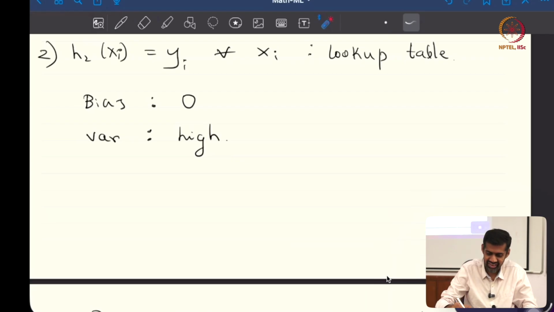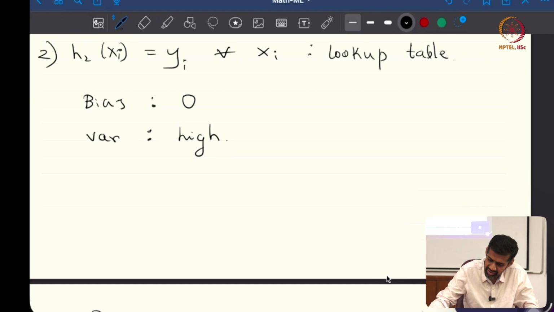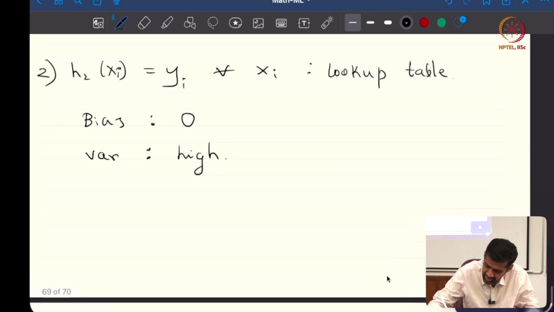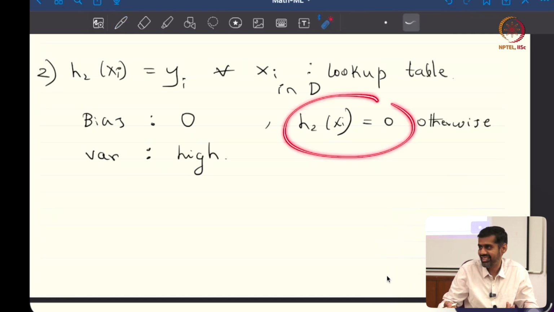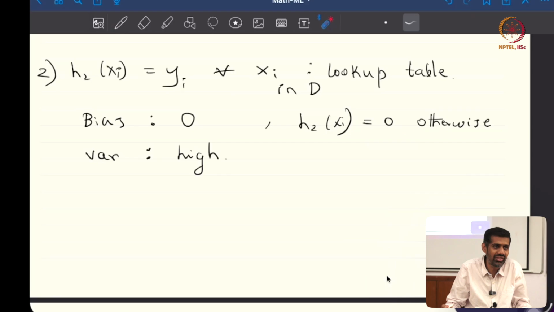I think I should say, for all xi in D, h2 of xi equals yi, and otherwise it is equal to anything, say 0. See, this part I can make anything, because it doesn't know what to do when it is shown something outside of what it has seen.